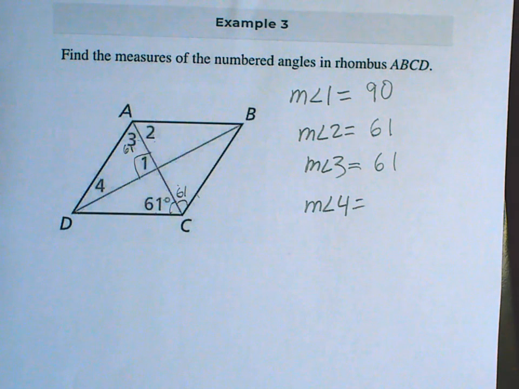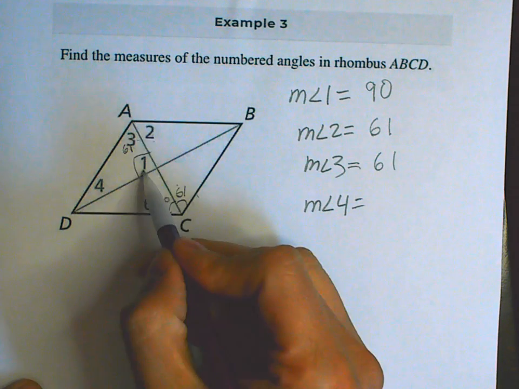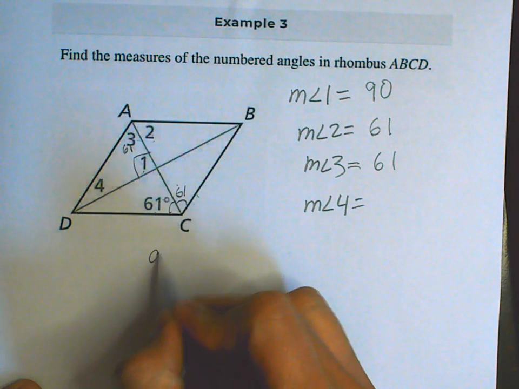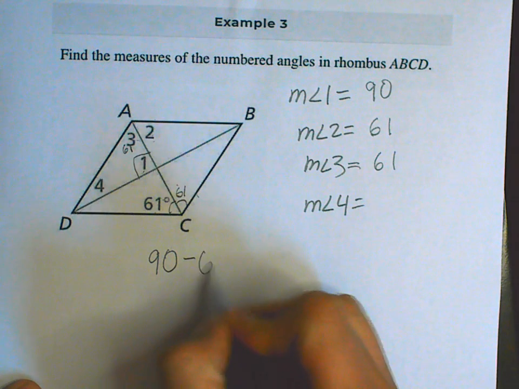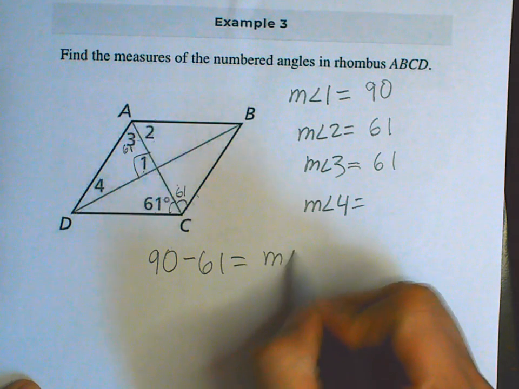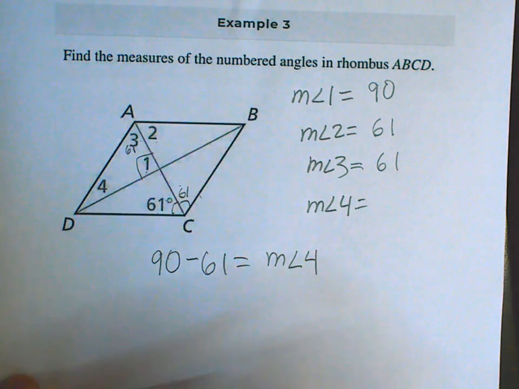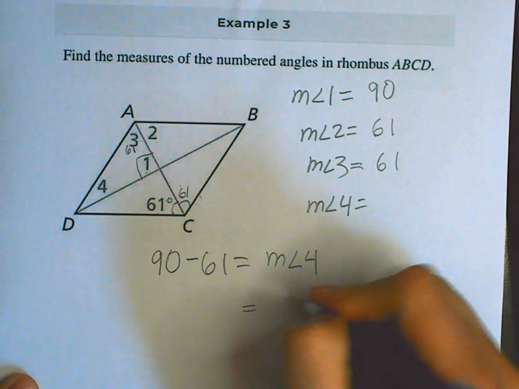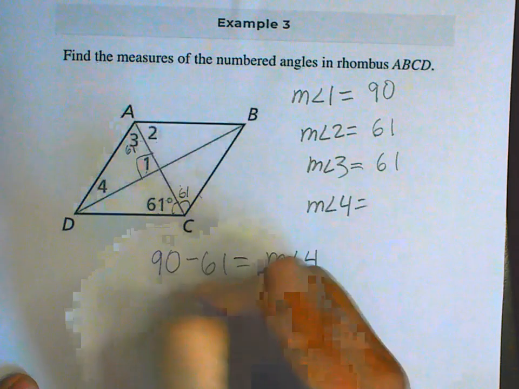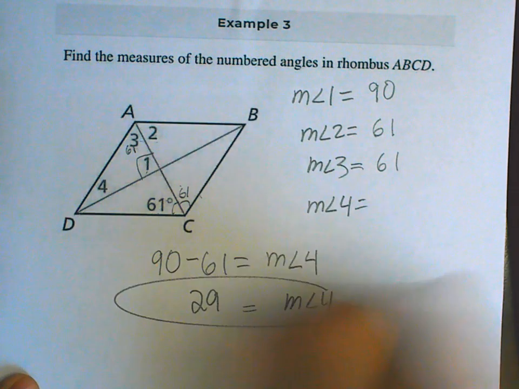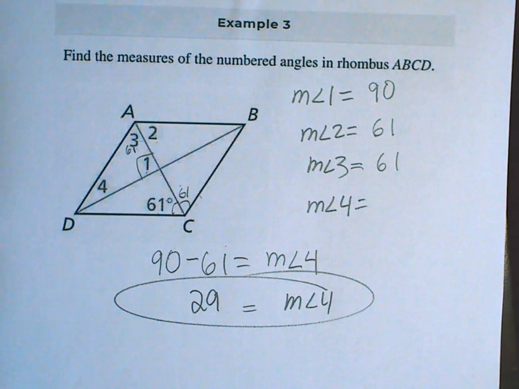So in order to figure out angle 4, all you have to do, because this is a right angle, is subtract 90 degrees minus 61, and that gives you the measure of angle 4. So 90 minus 61 gives you 29. So the measure of angle 4 is 29. And that is example number 3.